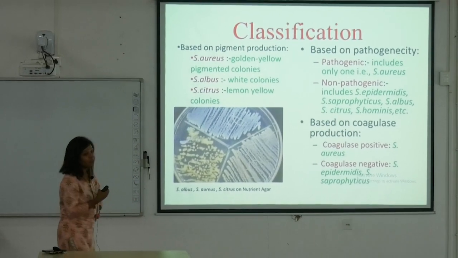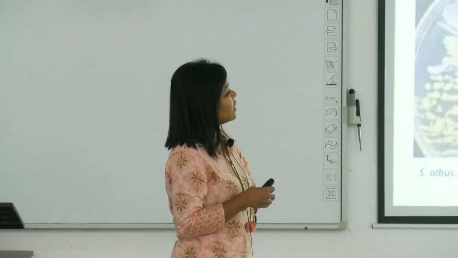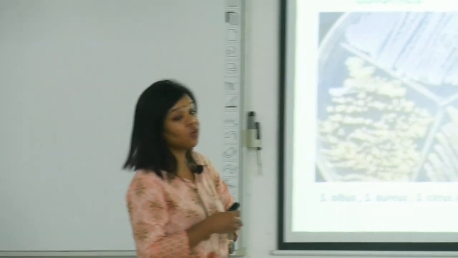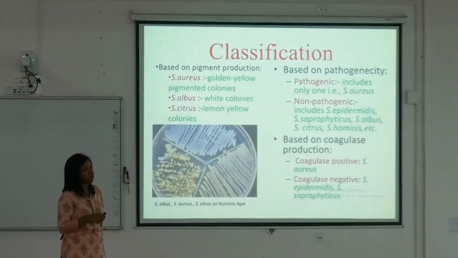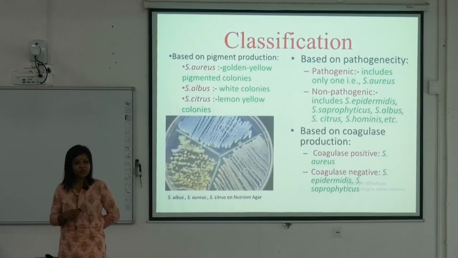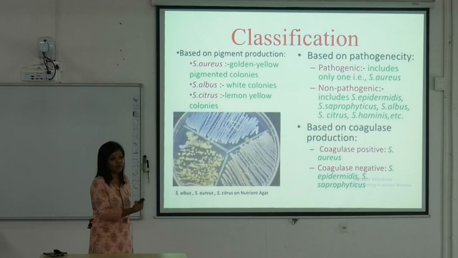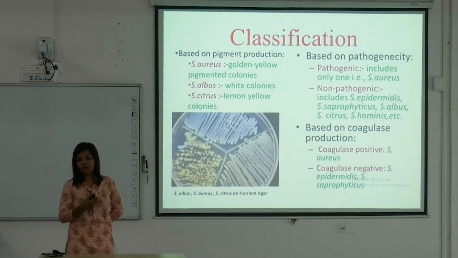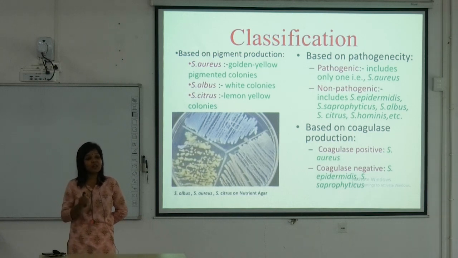And citrus means any citrus, lemon, any citrus food. So Staphylococcus citreus gives lemon yellow color. Okay, so based on pathogenicity and again based on coagulase reaction. Based on pathogenicity, Staphylococcus aureus is the most dangerous one. Why? We will come to the virulence factor.